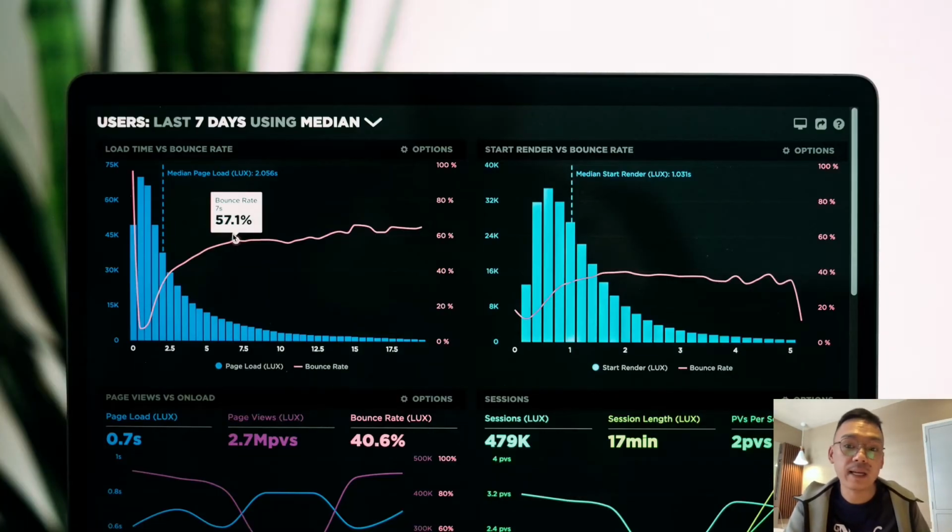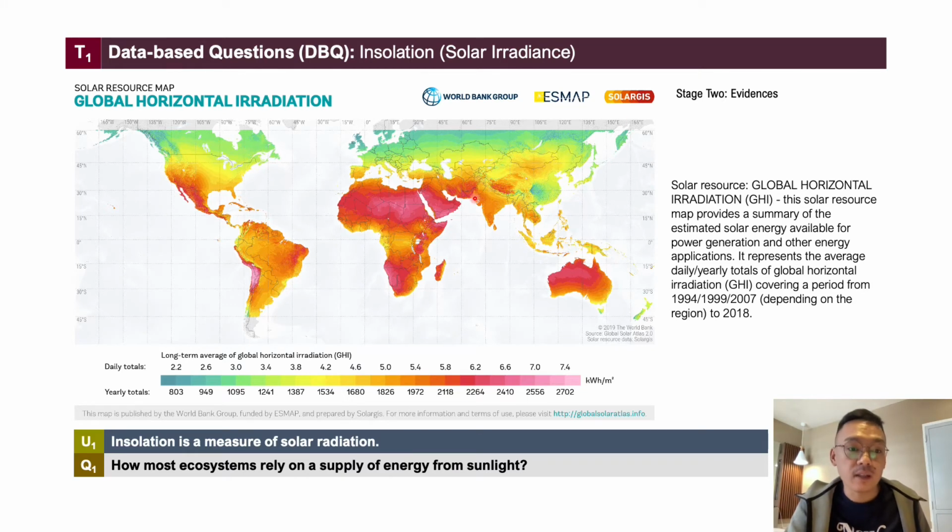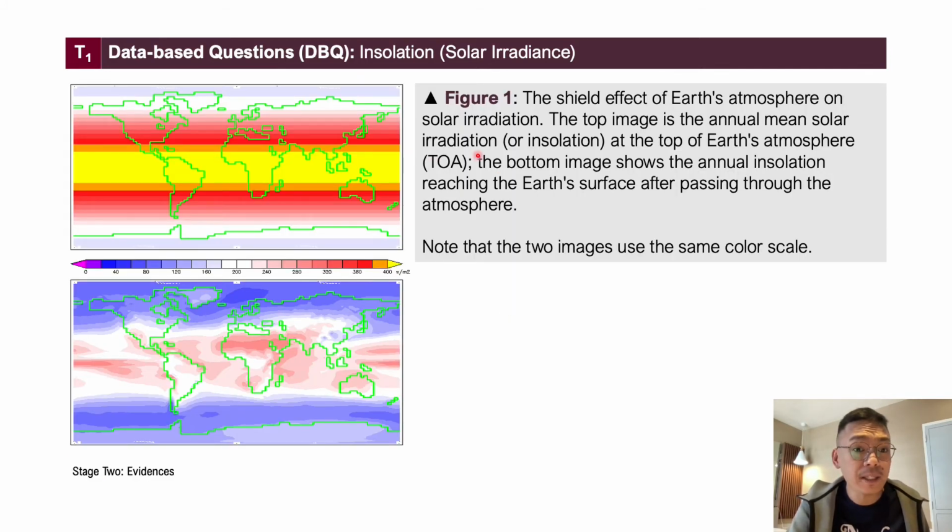And this is again a data-based question, and this is an example of global horizontal irradiation, coming from the World Bank Group, SMAP, and SolarGIS. This is an understanding in the question: insolation is a measure of solar irradiation. This particular DBQ looks at 2 images with different color scales. The top is the annual mean solar irradiation, and below is the annual insolation reaching the Earth's surface, passing through the atmosphere.